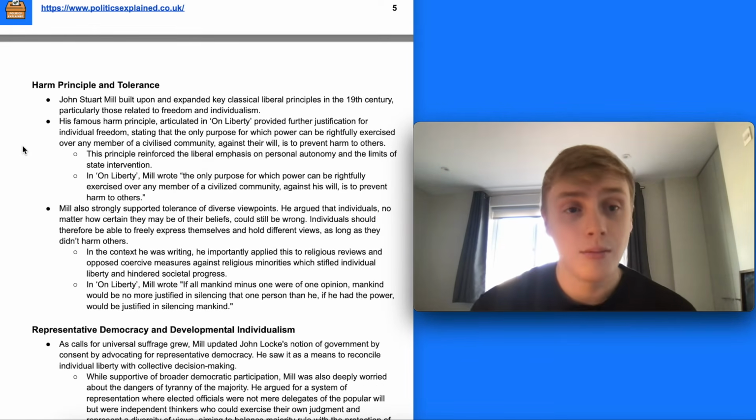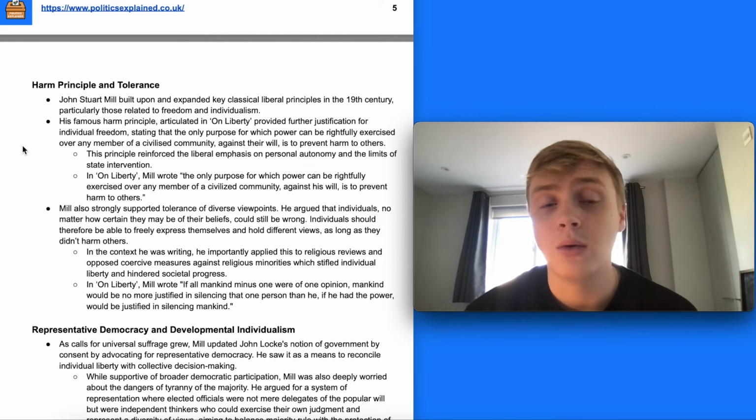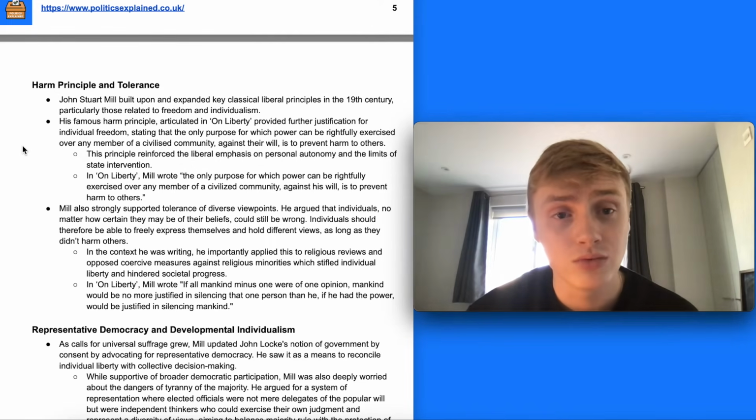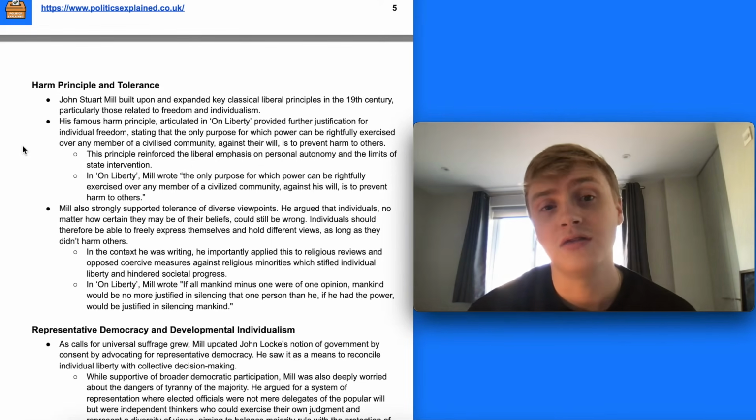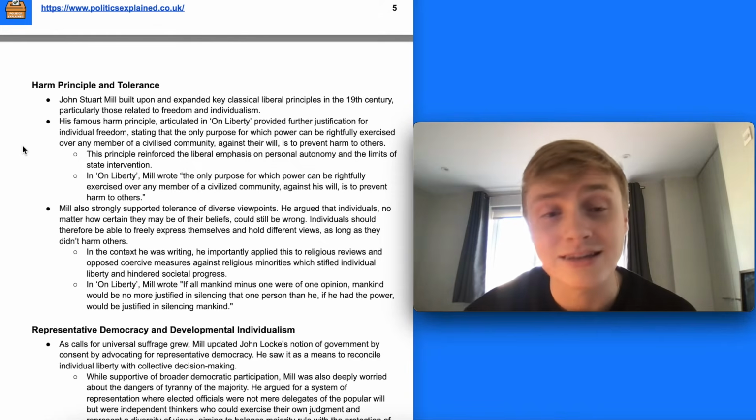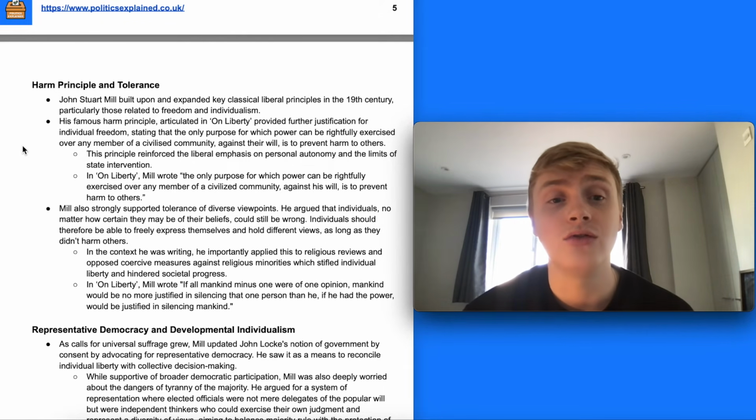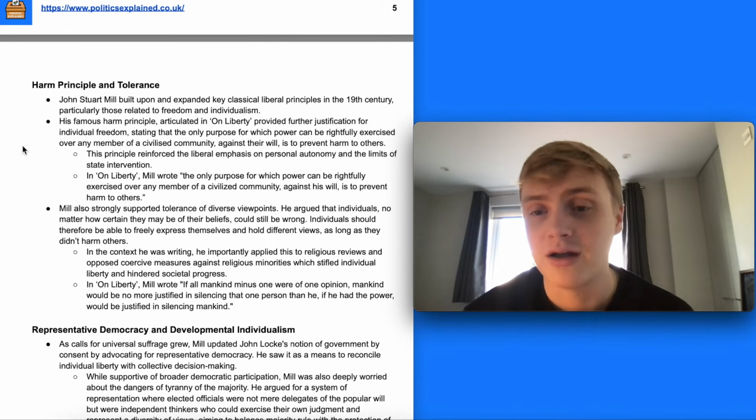First key idea is the harm principle. This really built upon and extended the key classical liberal principle of freedom, negative freedom and individualism. And effectively it argued that the only purpose for which power can be rightly exercised over any member of a civilized community against their will is to prevent harm to others.